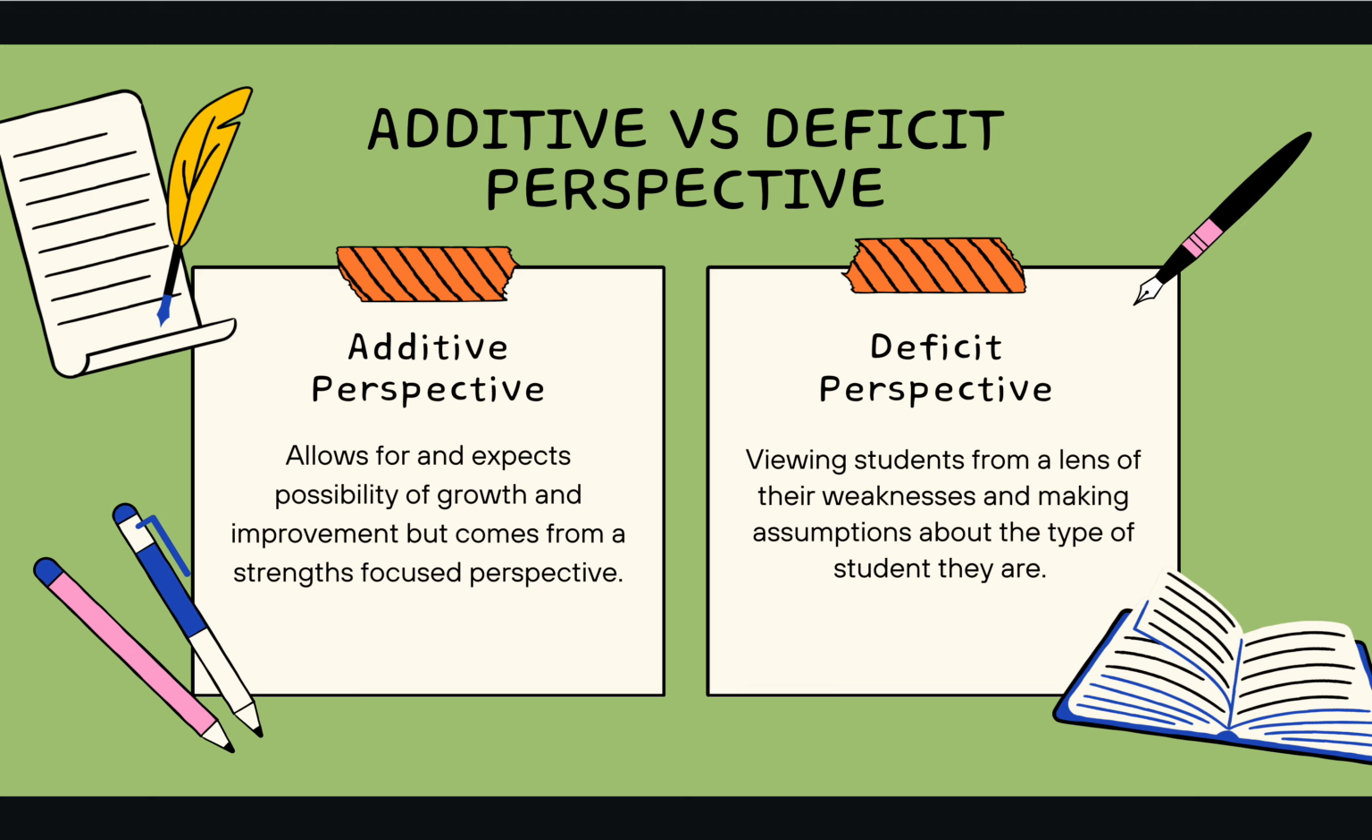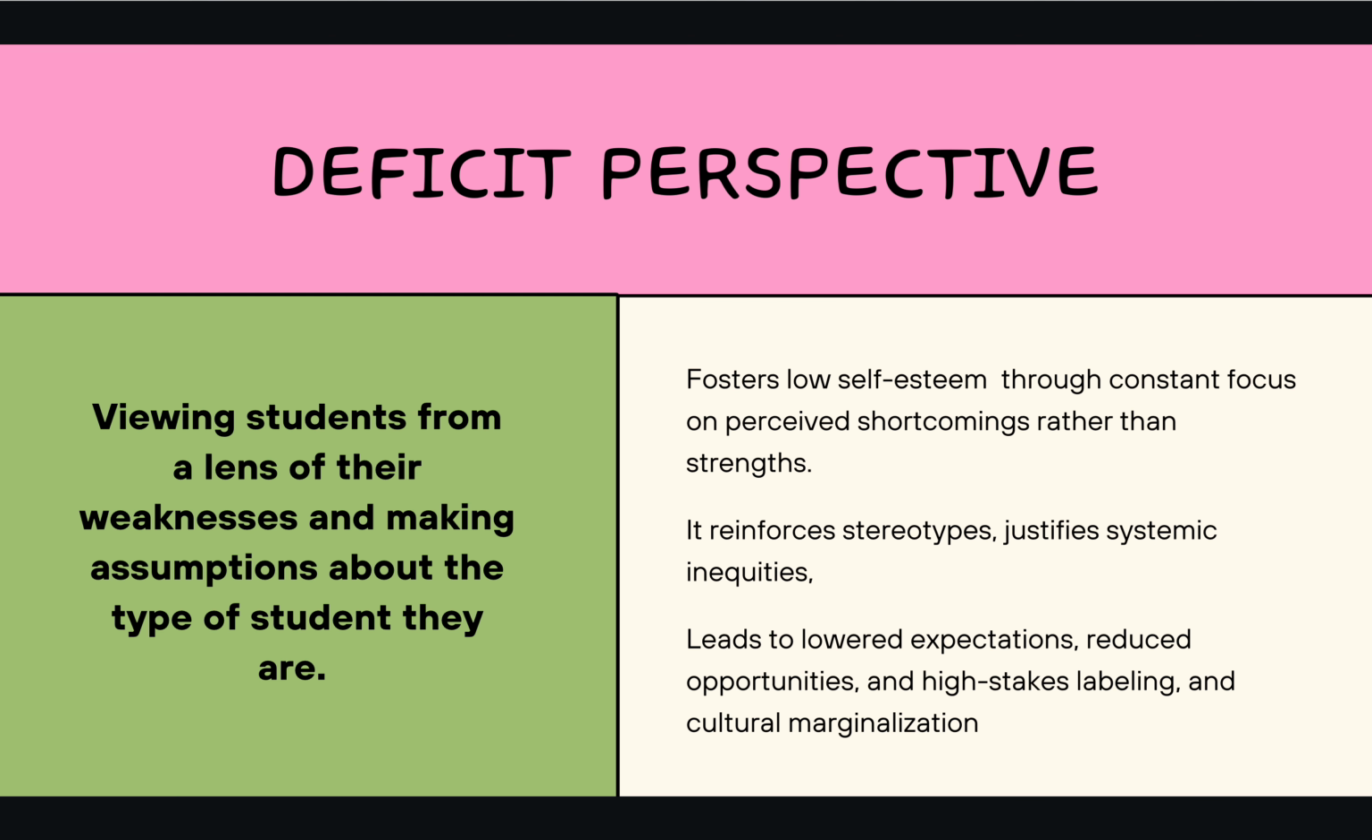So the main thing you want to focus on when approaching a tutoring session with an MLW is to think it's all about perspective. There's this additive perspective versus a deficit perspective, and these are really important frameworks. So first, to talk about deficit perspective, a deficit perspective is when we might view a student from a lens of their weakness and make assumptions about the type of student they are.